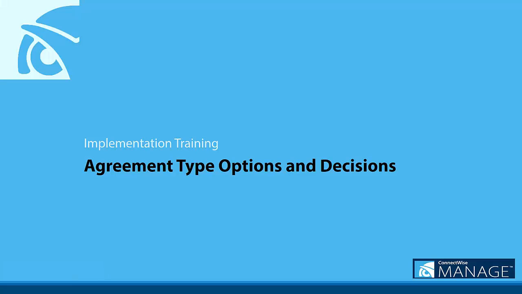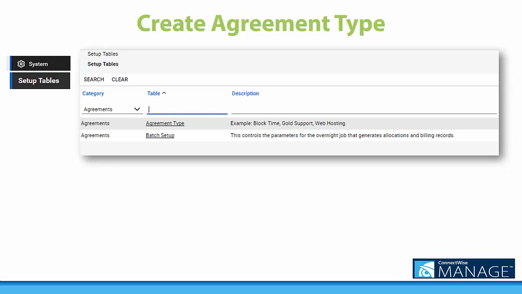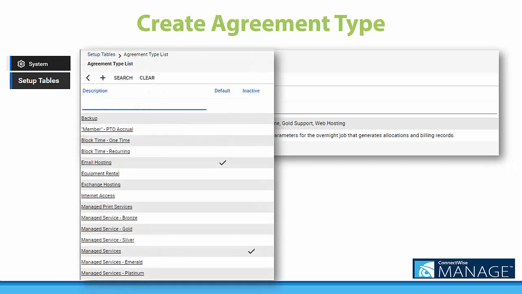Agreement type options and decisions. We start by setting up the agreement types under System, Setup Tables, Agreement Type. Click the new item icon to create a new agreement type. You can add more at any time.